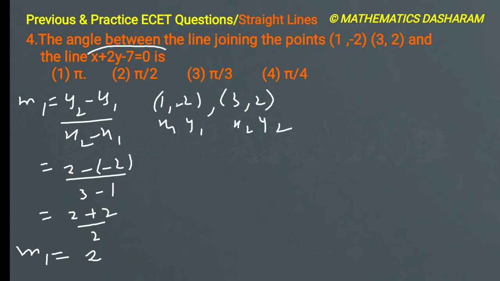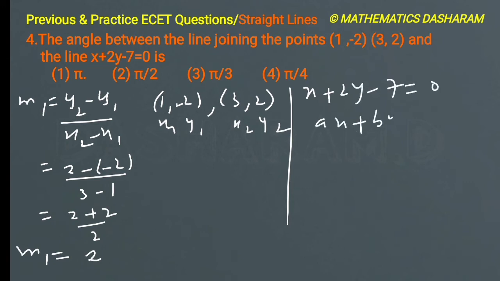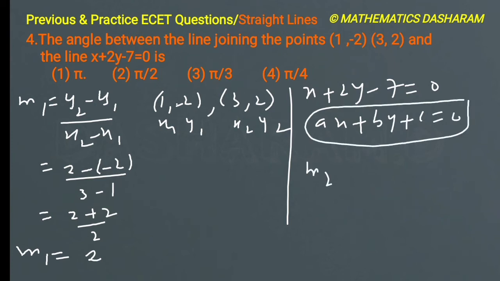Next, to find the slope of this straight line x + 2y - 7 = 0, compare with ax + by + c = 0. The slope of this straight line, denoted m2, has the formula -a/b. So m2 = -1/2.